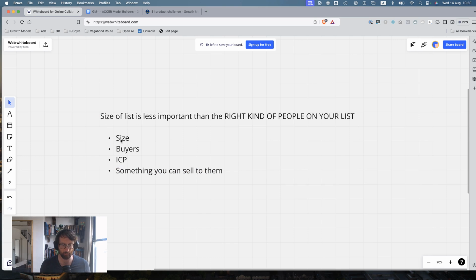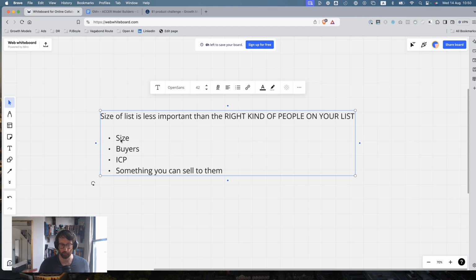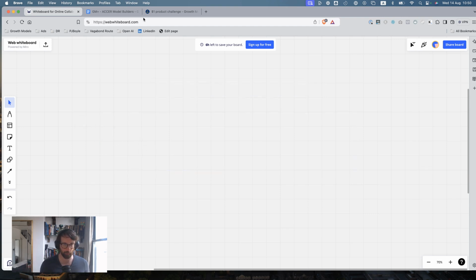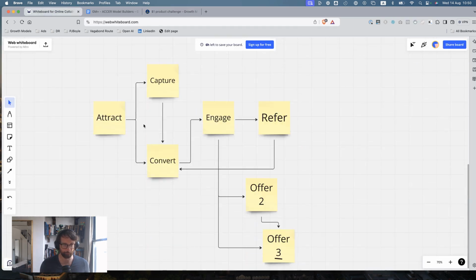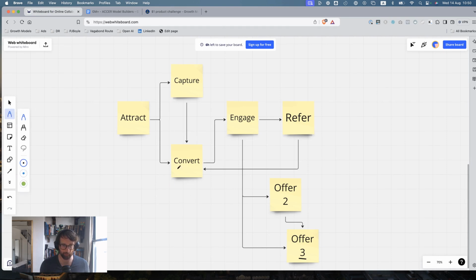The size is the least important. The size comes secondary to finding the right kind of people. How do you find the right kind of people? One of the best ways is obviously the $1 product challenge, because what this does, whenever you build a list, the first thing that I want to do is I want to get people here ASAP.